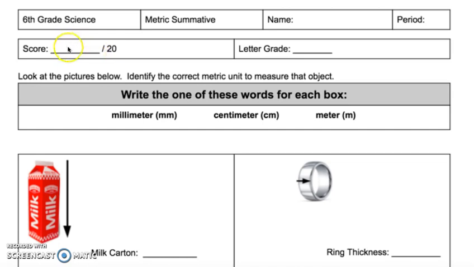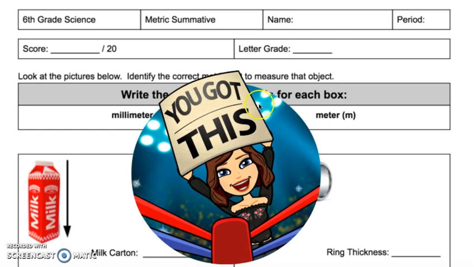Then this is where your teacher will write how many points you received and what your letter grade is, A, B, C, D, E, or F. But I am confident, we are confident you are all going to get A's, B's, and C's. All right, students, you got this.